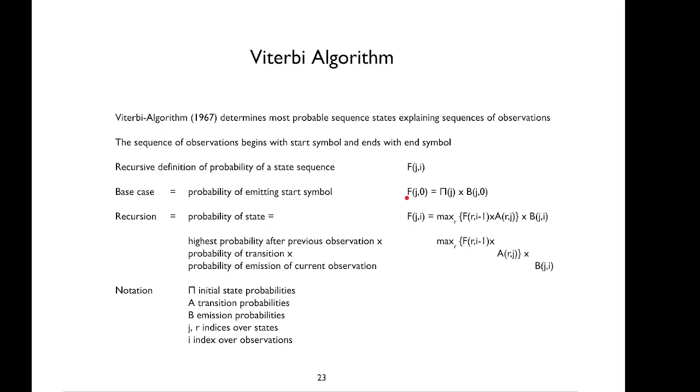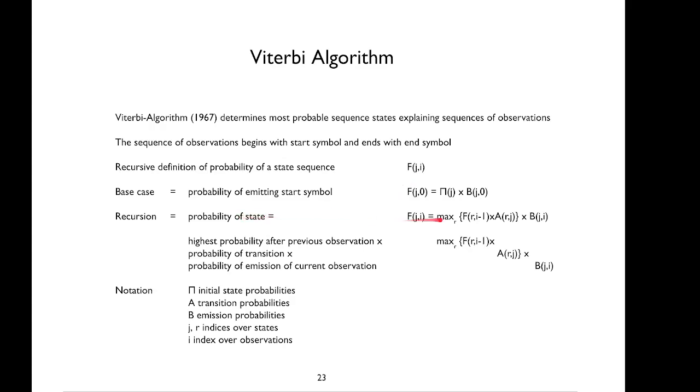So let's consider the base case. f_j(0) is equal to the initial state probability of that state j times the probability of emitting in state j the first observation. The first observation is always the start symbol, so this 0 means the start symbol. How likely is it that in j we observe the start symbol? That likelihood is 1 for the start state, and for all others it's 0. We have only one start state, so that would have the initial probability of 1, and all the others would have 0. So that is a fairly trivial and easy to compute case.